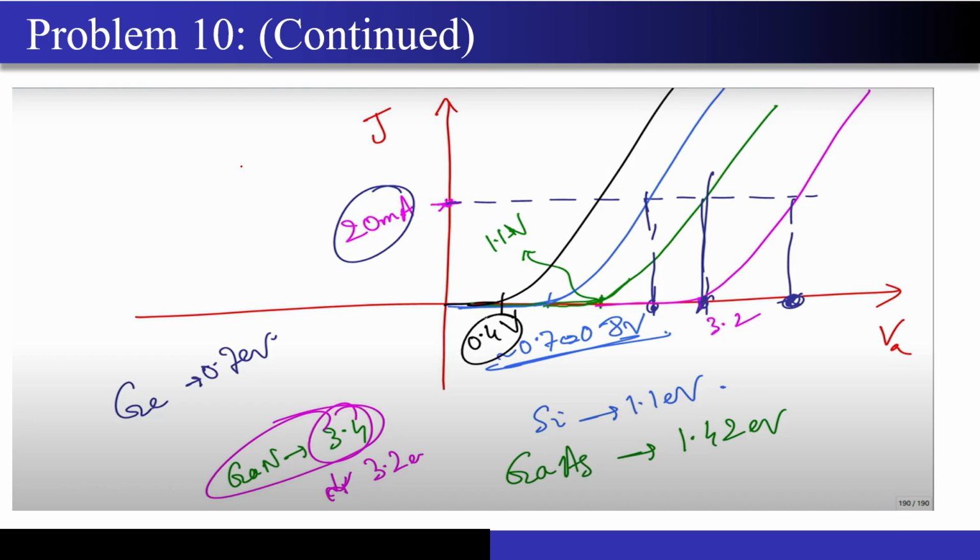Why was this important? This was the screenshot taken from the sir's lecture. Sir had taken 4 materials: germanium over here, silicon highlighted in blue, gallium arsenide highlighted in green, and in violet gallium nitride. Your VBI that you are seeing over here depends on the energy band gap. The higher the band gap the material has, the more will be the built-in potential. And this is what has been shown over here.